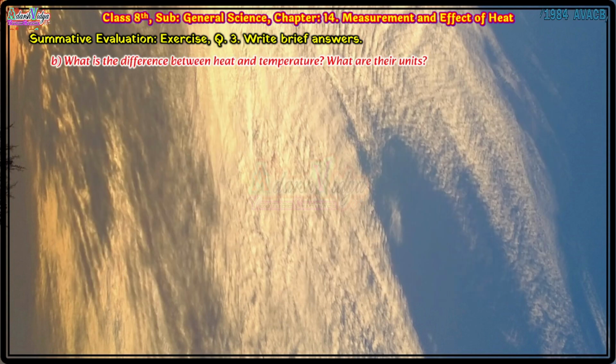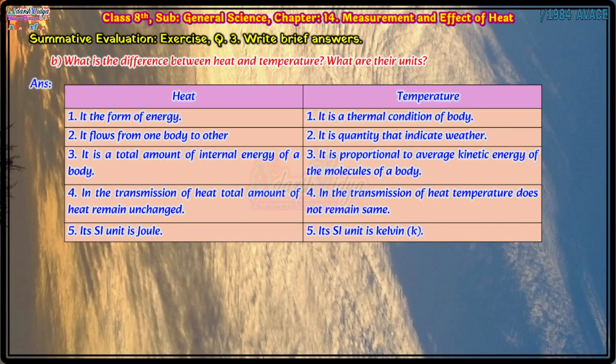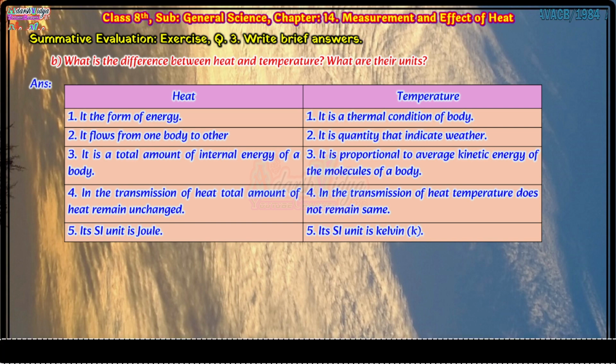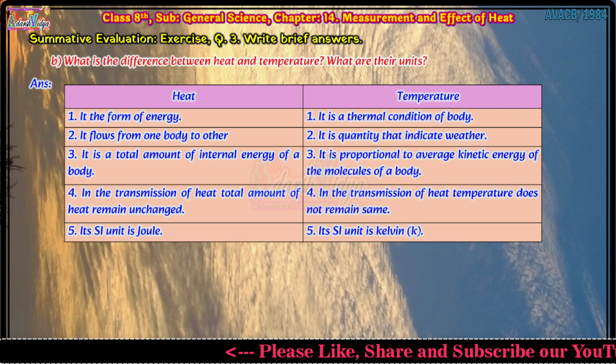Second question. What is the difference between heat and temperature? What are their units? Answer: Heat. 1. It is a form of energy. 2. It flows from one body to another. 3. It is the total amount of internal energy of a body. 4. In the transmission of heat, the total amount of heat remains unchanged. 5. Its SI unit is joule.